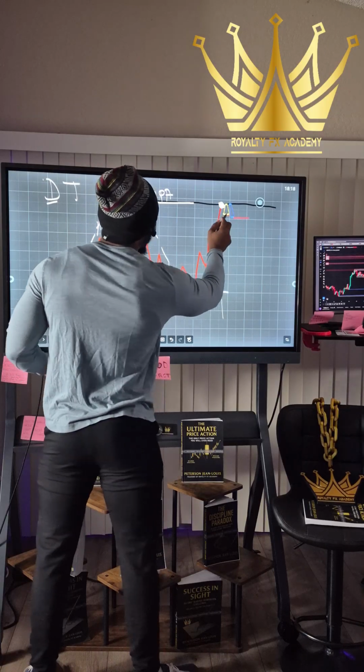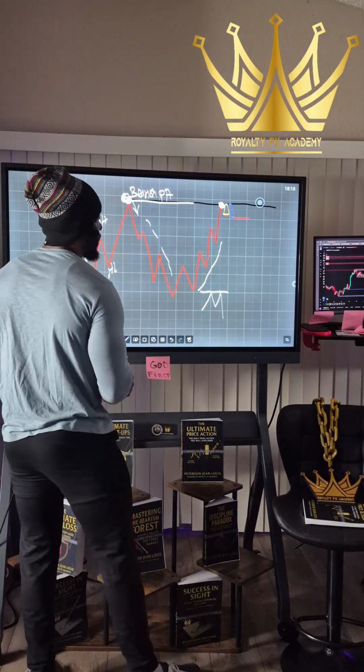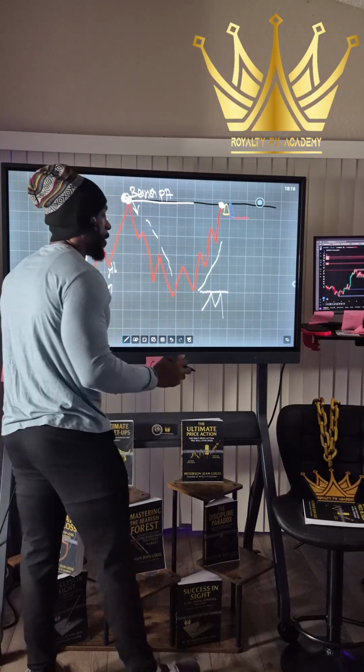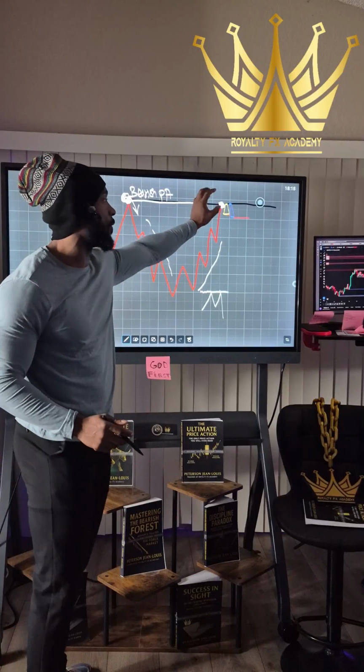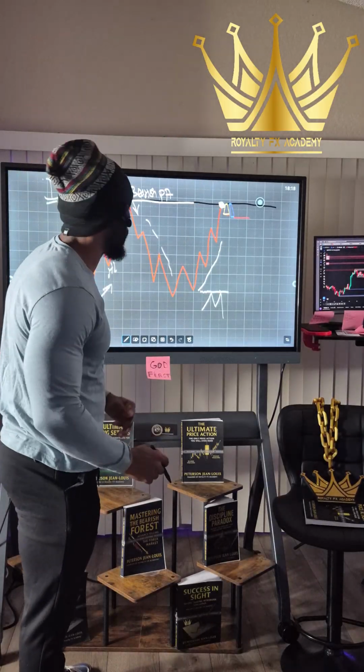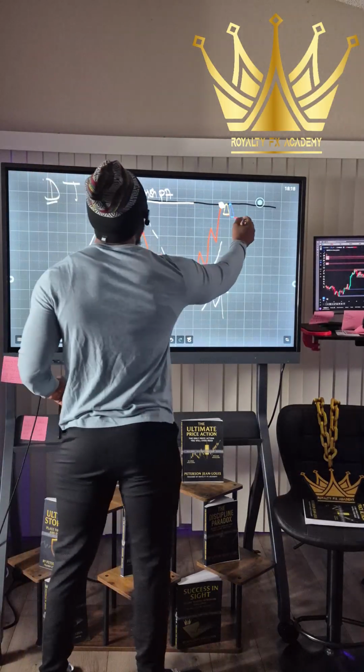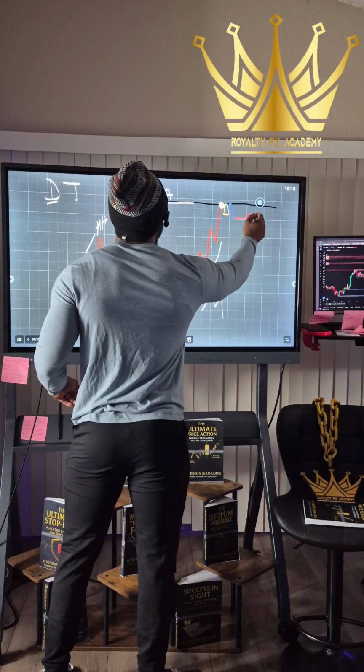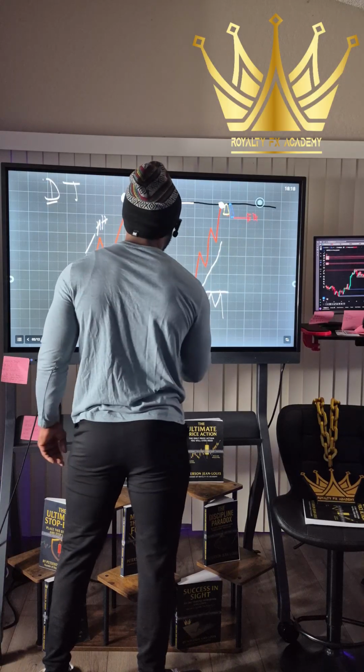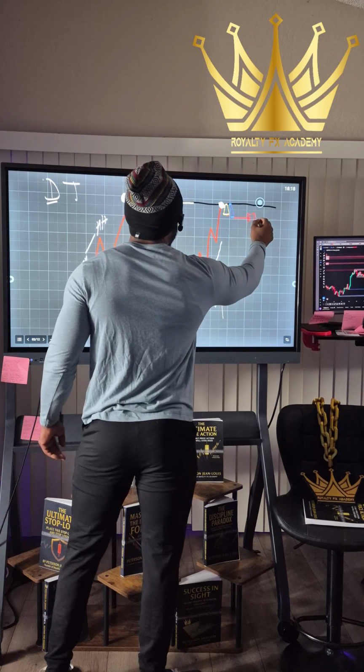Here is your entry. Market went past the first red line. It indicates market has now taken over. So it engulfed the last bullish candle, which is the yellow candle, okay? Here would be your entry point, okay? That would be your entry point.